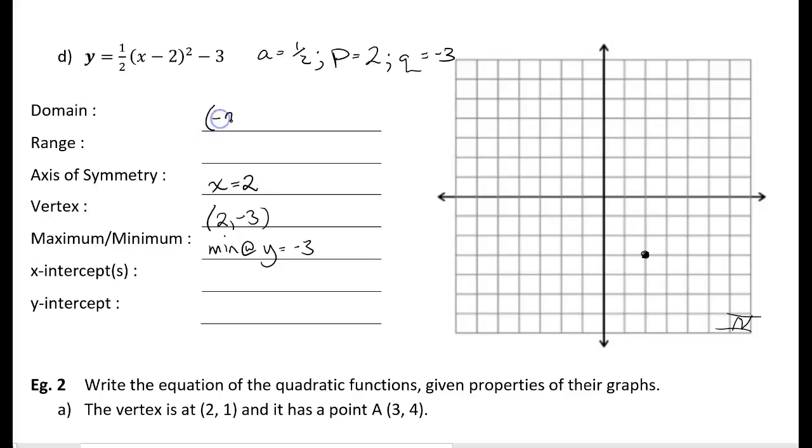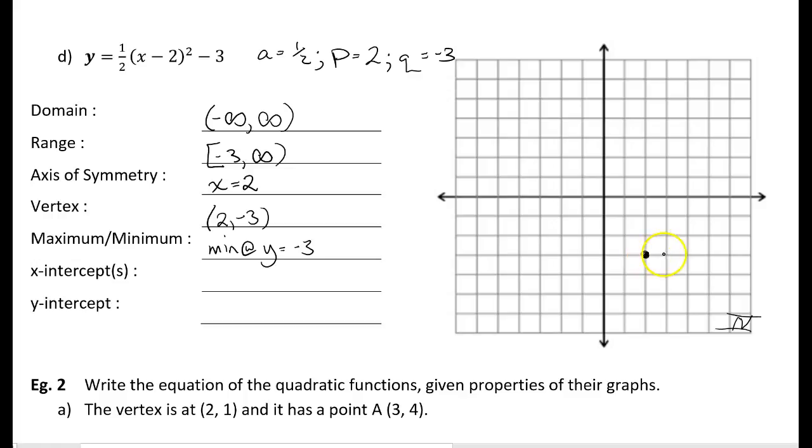My domain still is negative infinity to positive infinity since we have no parameters in a word problem. My range then goes back to normal, where it's a minimum of -3 and forever extending upwards. From here, you can plug and chug, fill in your table of values. You can also kind of follow our pattern.